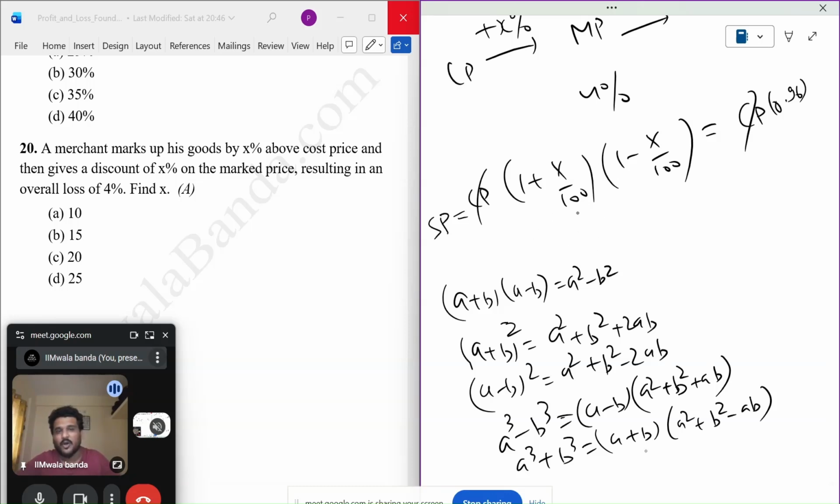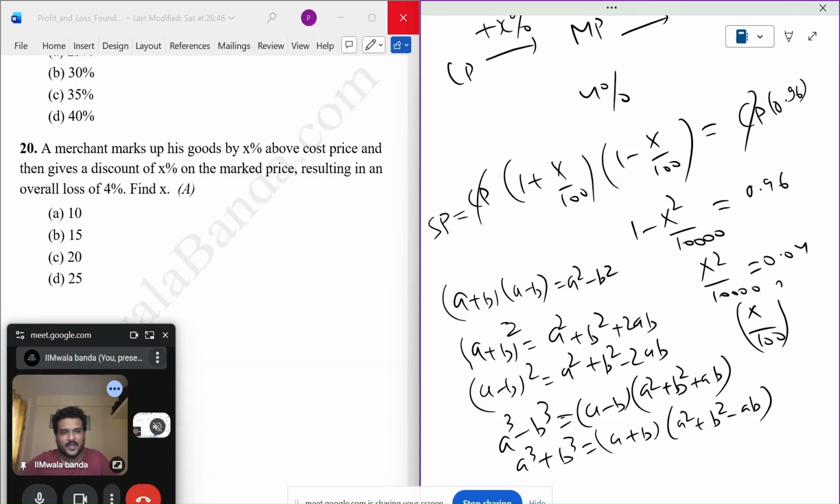I quickly saw a plus b and a minus b, and I made it a square minus b square is 0.96, or this will come at 0.04. See, you can do cross multiplication also. I could have seen it like this. So x by 100 is 0.2, or x is 20. You could have cross multiplied also directly, and x square is equal to 400, or x is 20 in any case.